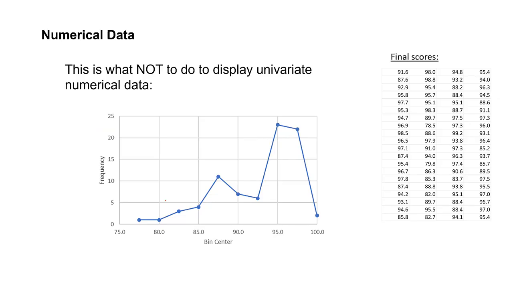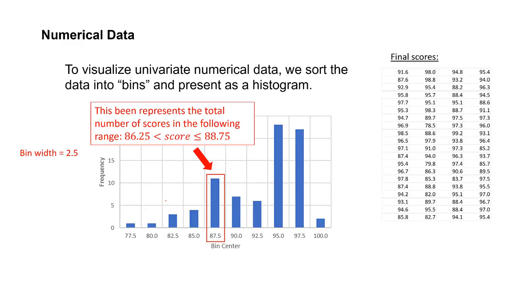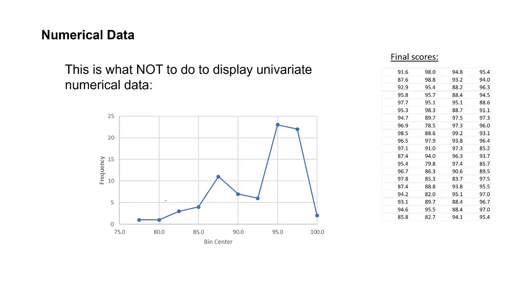What you don't want to do if you have univariate data, with bins on the x-axis and frequency on the y-axis, is present it as this line plot with these dots connected. It's more typical to present it as a histogram rather than a scatter plot or a line plot here.